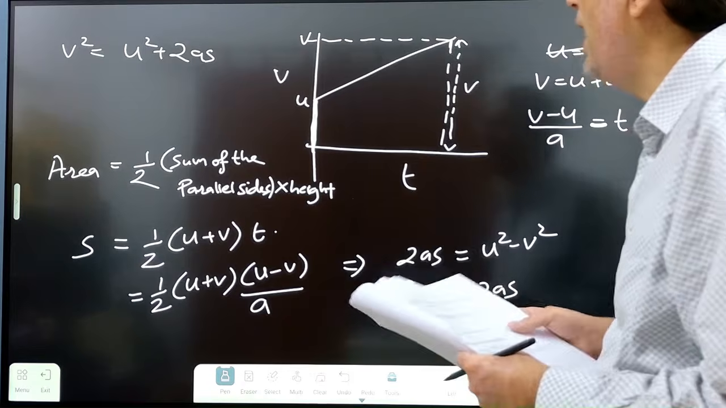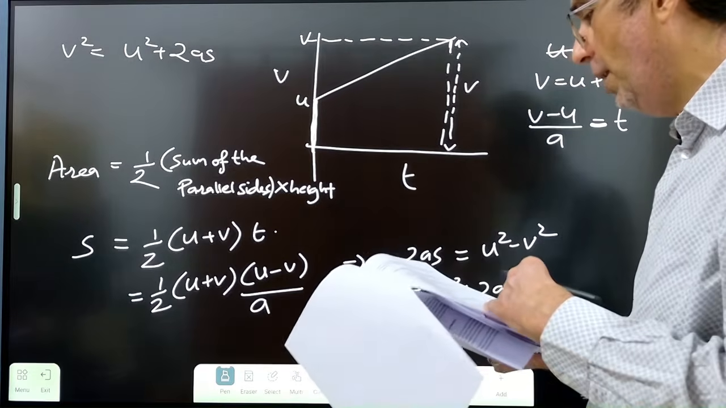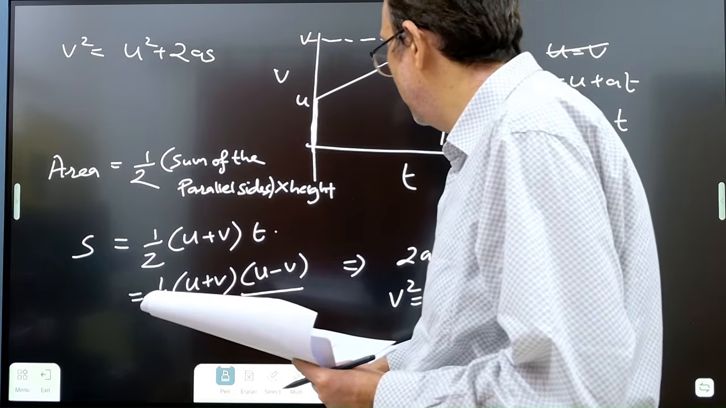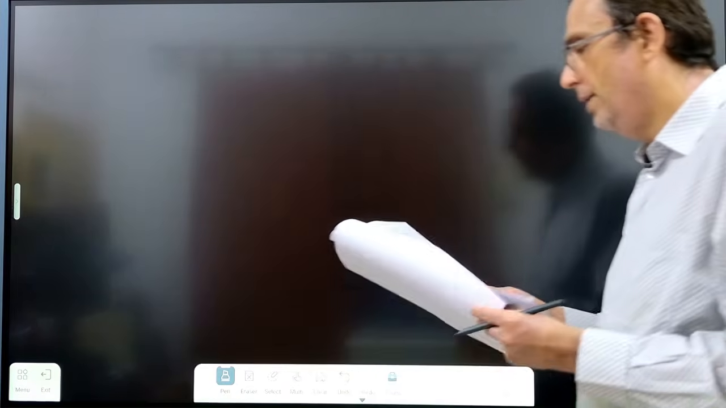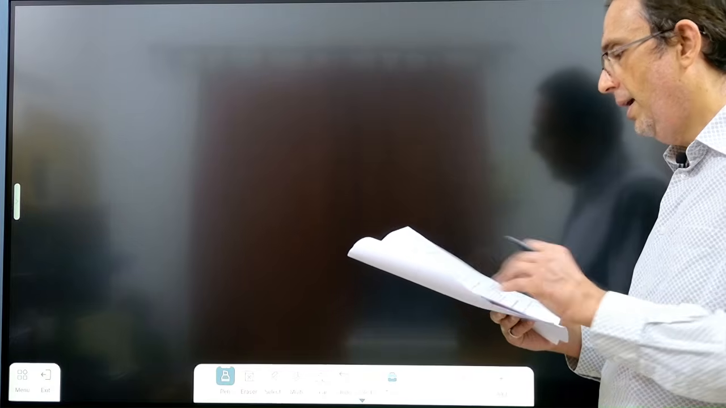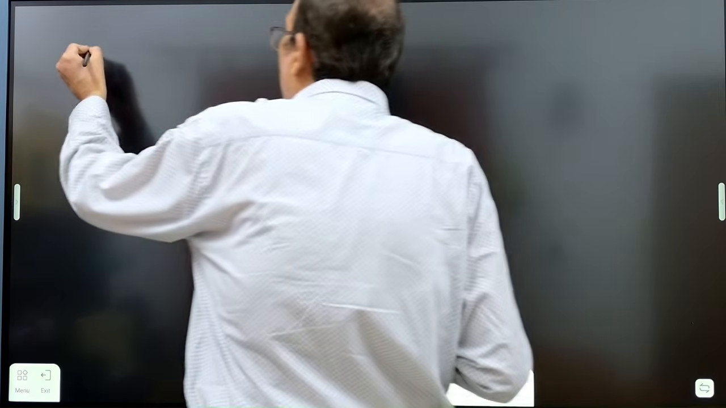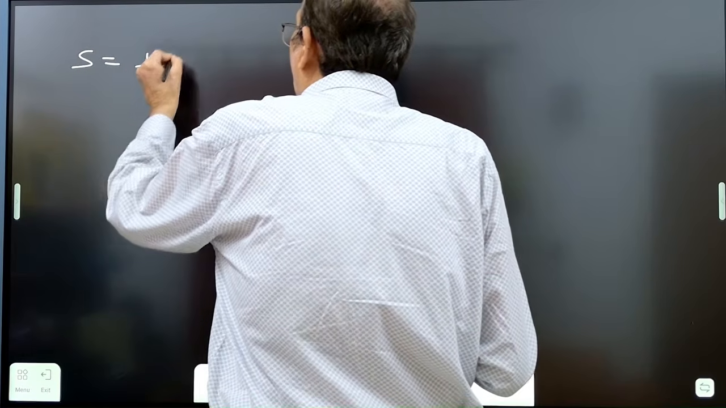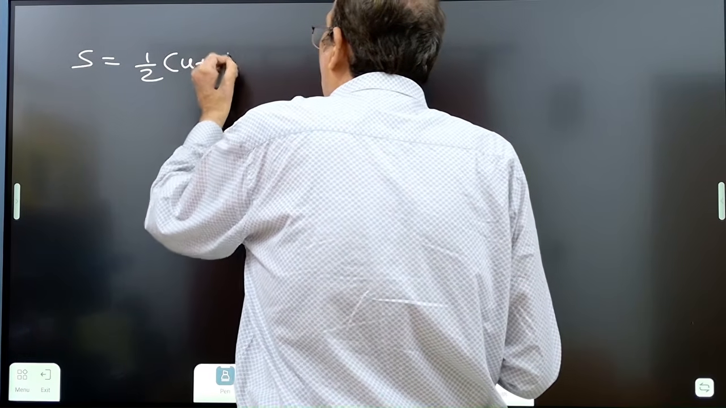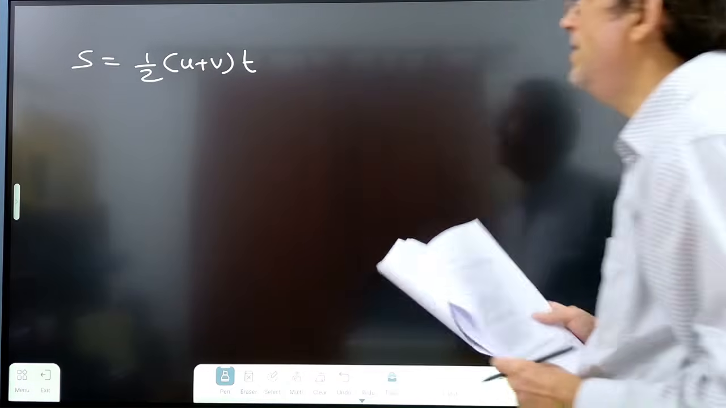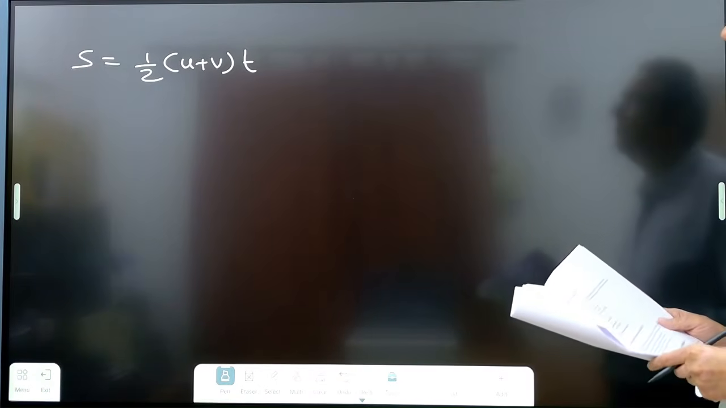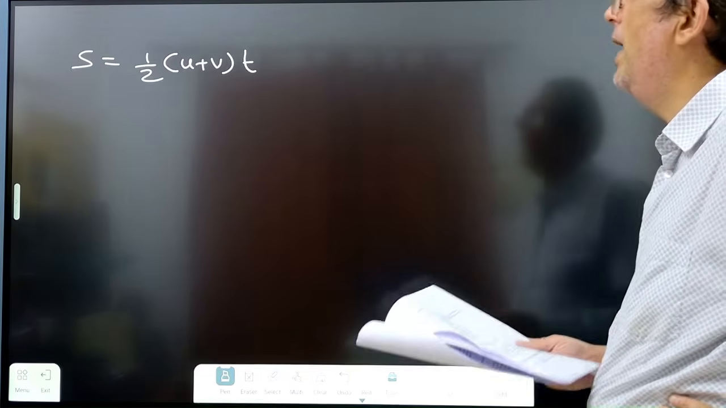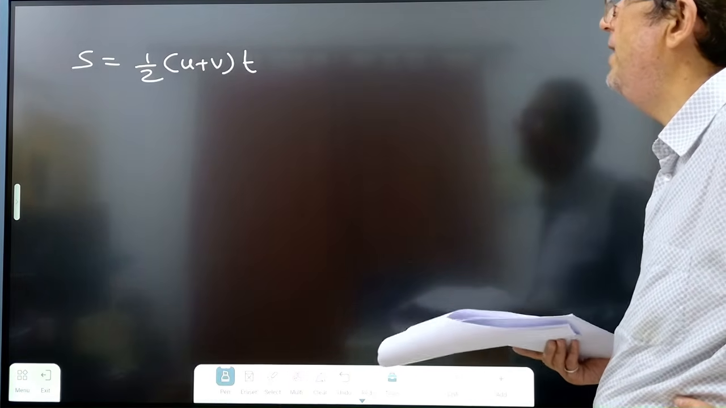So we have calculated, actually we have done all the three equations, and what about the fourth equation, the final equation we are talking about? The final equation is S is equal to half (u plus v) into t. So this is the final equation, and this can be obtained very easily.